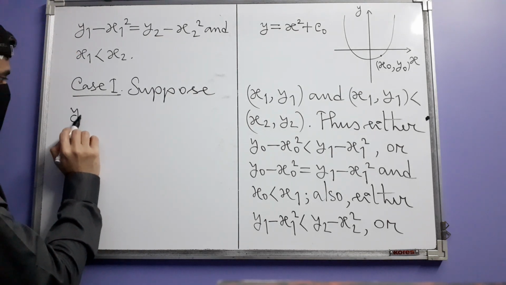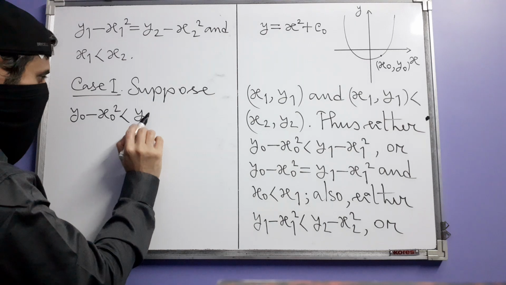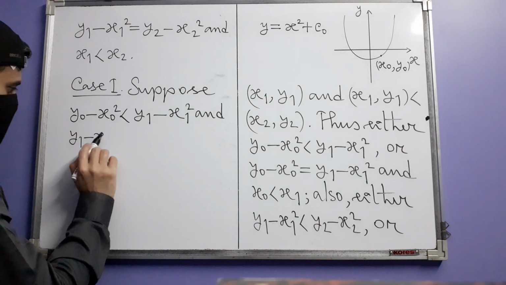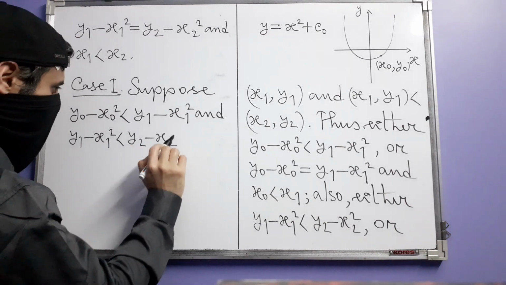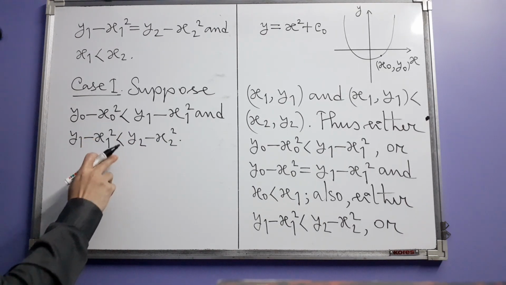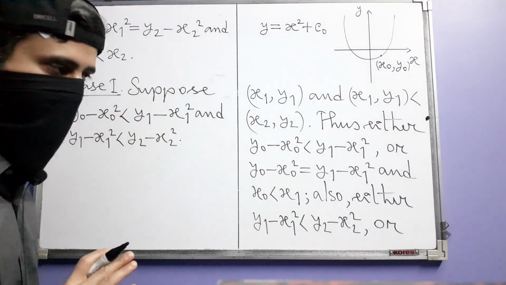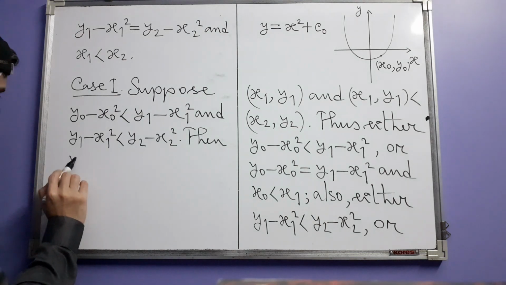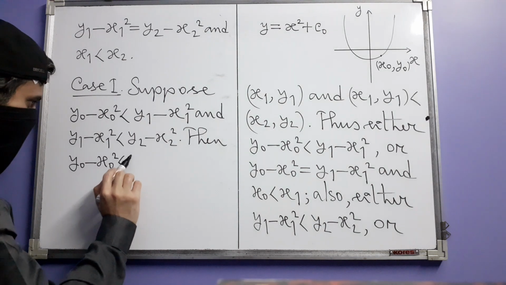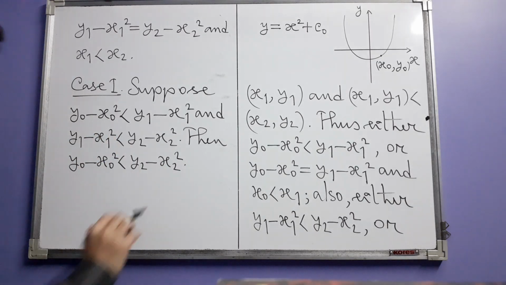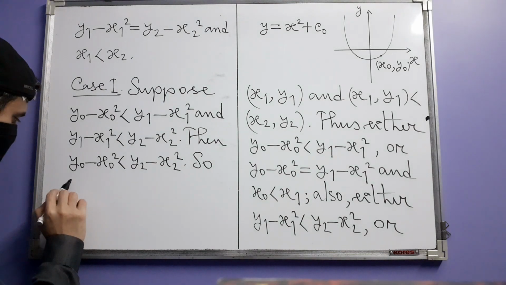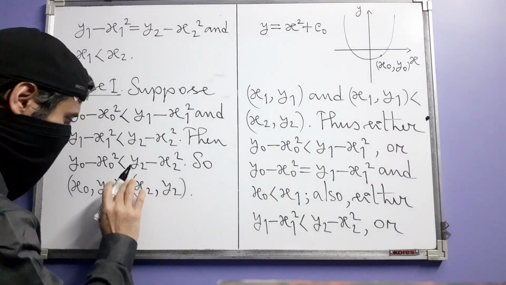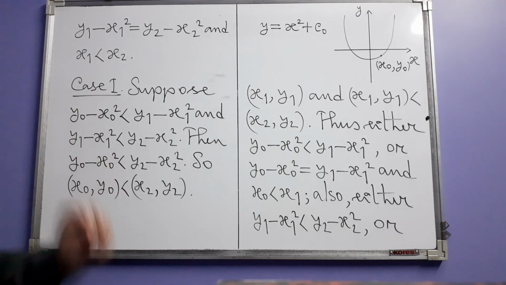Suppose (y0 minus x0) square is less than (y1 minus x1) square and (y1 minus x1) square is less than (y2 minus x2) square. Then you can clearly see, this less than is our ordinary ordered relation we have on the set of real numbers. And we know that that relation is transitive. So from that transitivity, we get this. So, by the definition of our relation, (x0, y0) is less than (x2, y2), and in fact this is what we wanted. So in case 1 we have our thing.